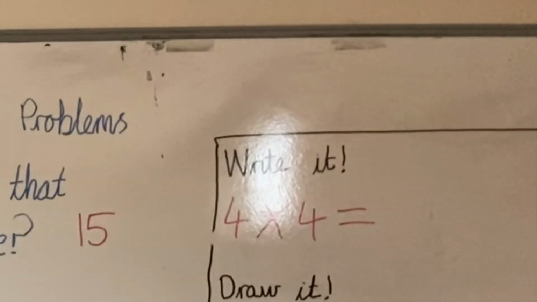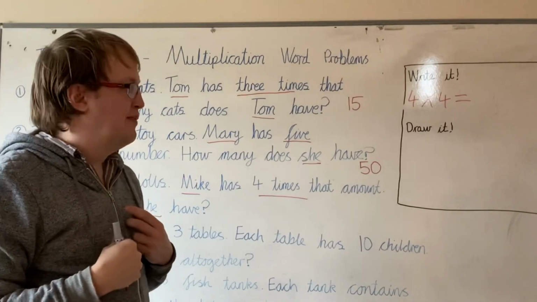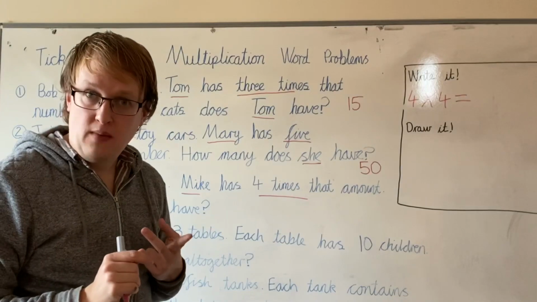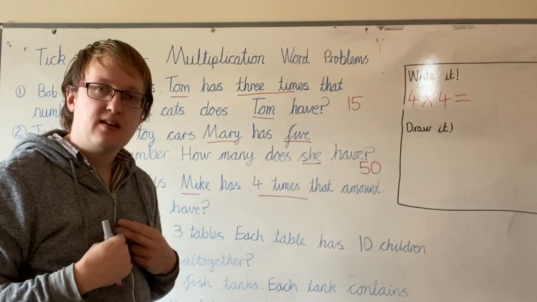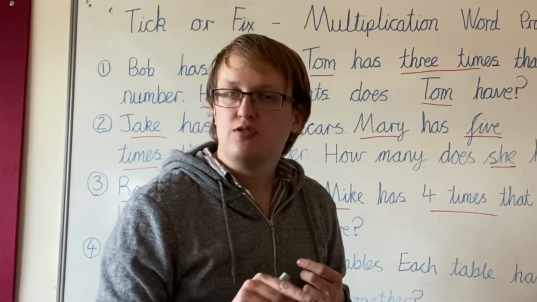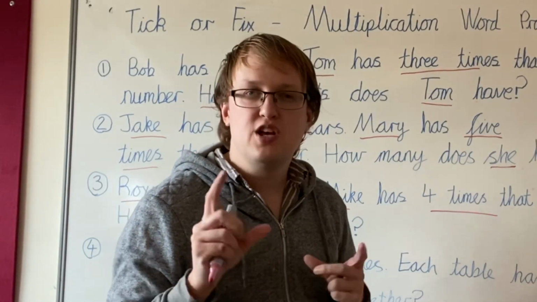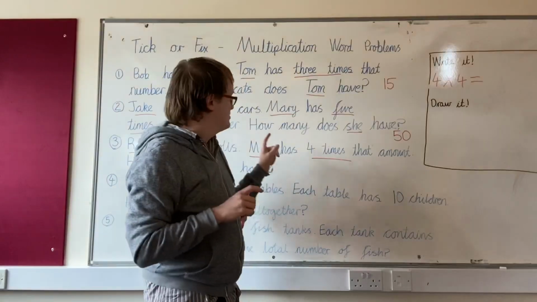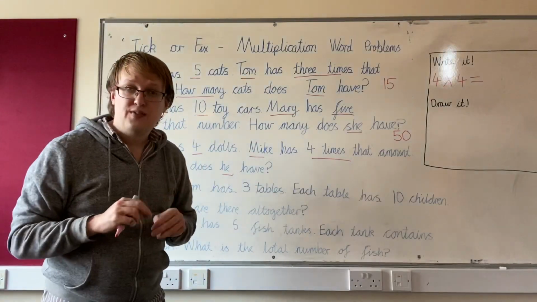4 times 4. Now 4 times 4 is a bit tricky for me, so I'm going to draw it and then see if it helps me get the answer. I'm going to use an array this time to solve it, and I'm going to draw circles. Each circle is like the doll's face. So, Roxy has 4 dolls.